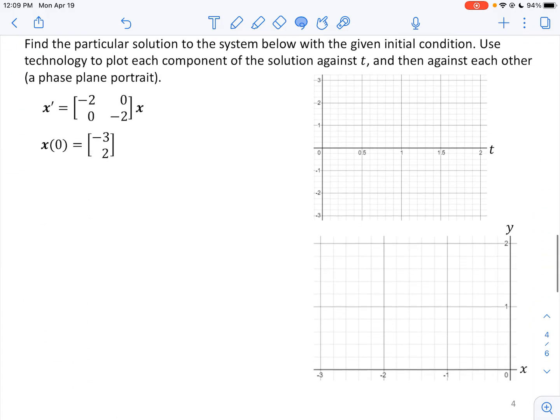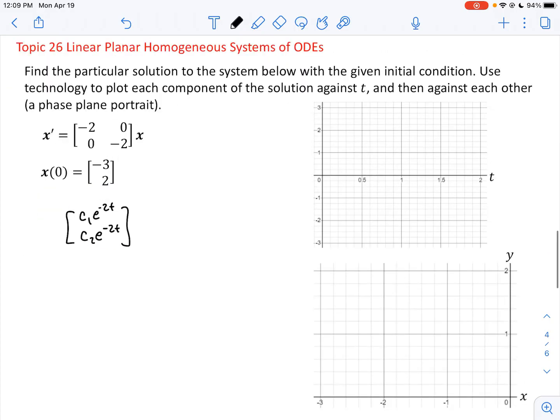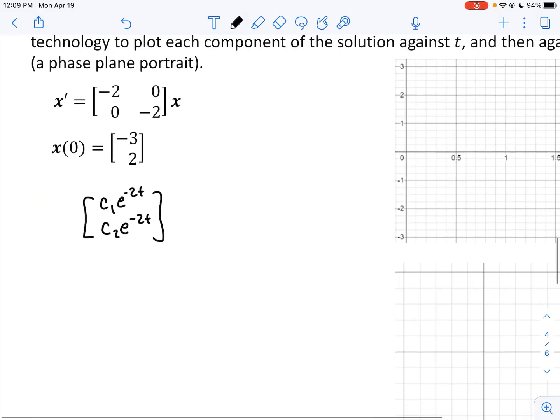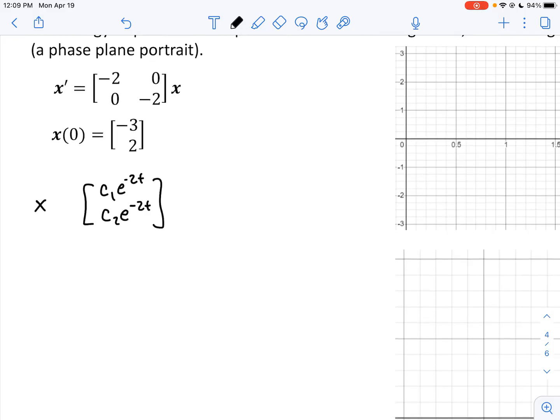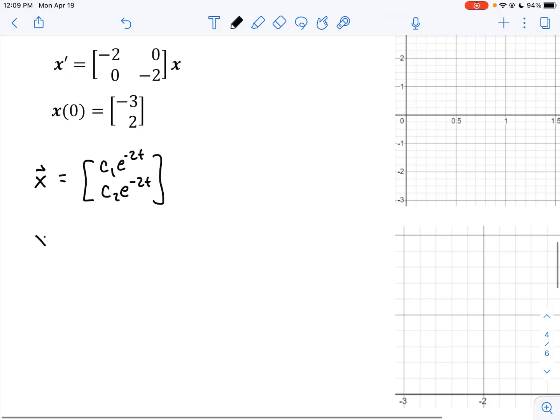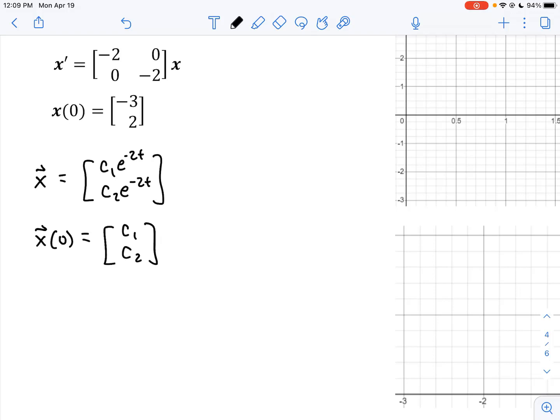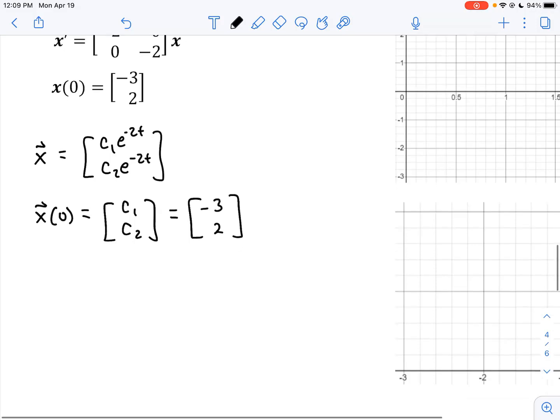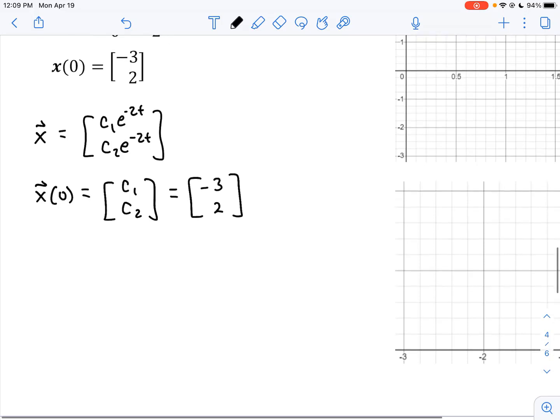So I'm going to just copy this general solution and bring it down here. And the instructions here are the same. We're going to find the particular solution and then do some graphing. So here's our general solution, and now we want to plug 0 in for the t's. That gives me just C1 up top and C2 on the bottom. This is going to be very simple to solve, and we want this to be equal to our initial vector, negative 3, 2. So in other words, C1 is negative 3 and C2 is 2. There's no real system to solve here.